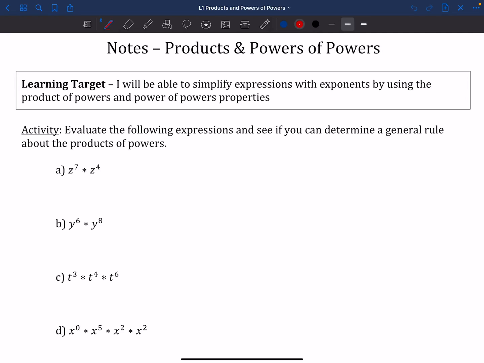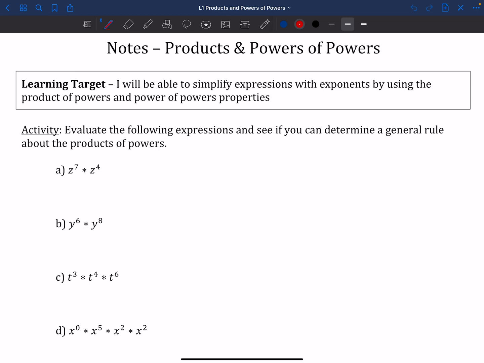Hello. So, what we're going to talk about today is the first lesson in our third unit. We're going to be talking about lots of exponent laws. We're going to dip our toes into square roots a little bit, right? But we're going to start here with products and powers of powers. So, we're going to be able to simplify different types of expressions where we've got a whole bunch of exponents floating around.